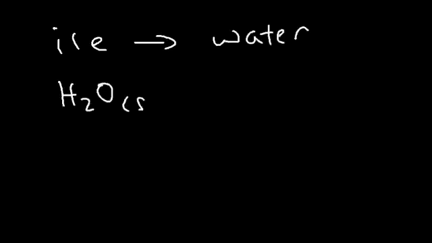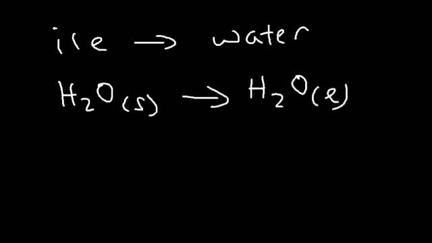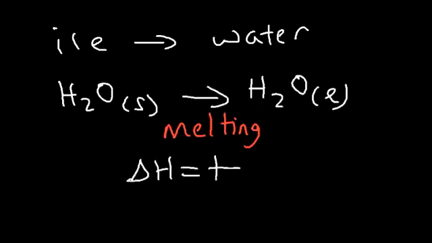So when ice melts into liquid water, so we have solid H2O converted into liquid H2O. Is this an endothermic process or an exothermic process? So anytime you have a solid go into a liquid, this is called melting. Now, in order to melt ice, you need to add heat to it. So because the ice needs to absorb heat, delta H is positive, and so therefore this is an endothermic process.